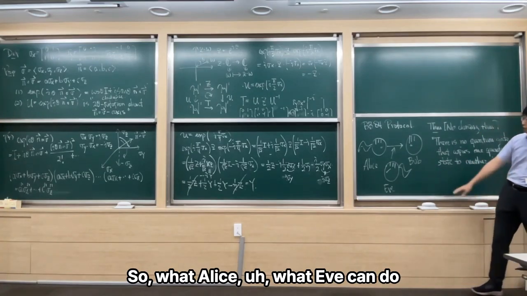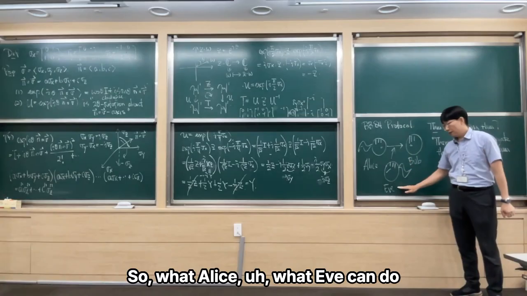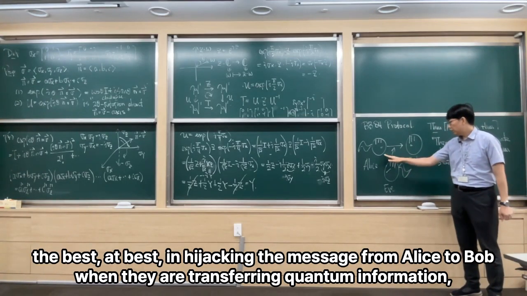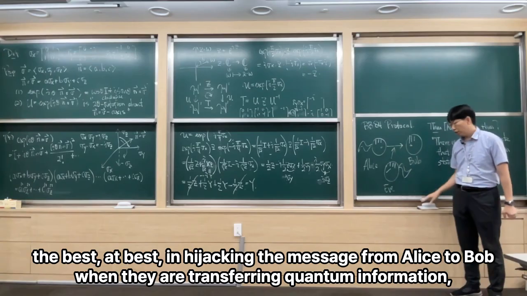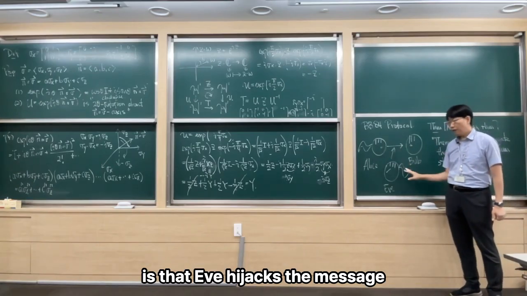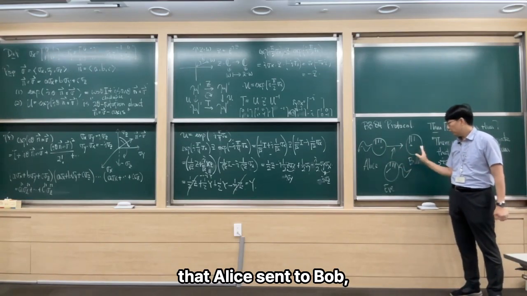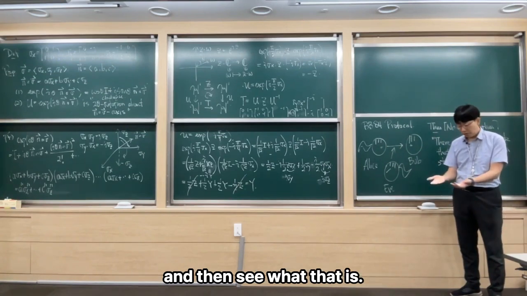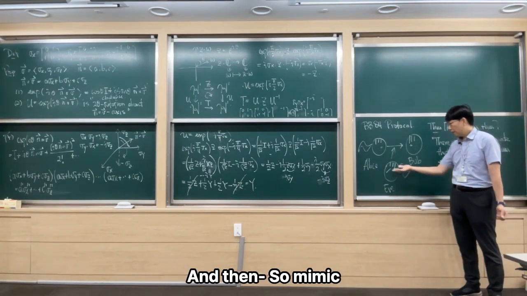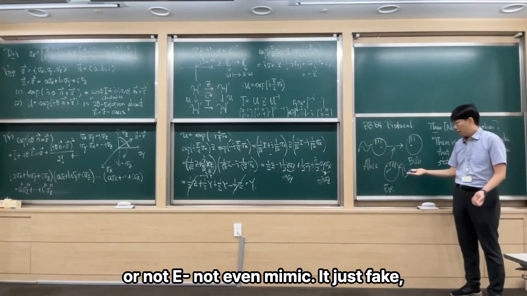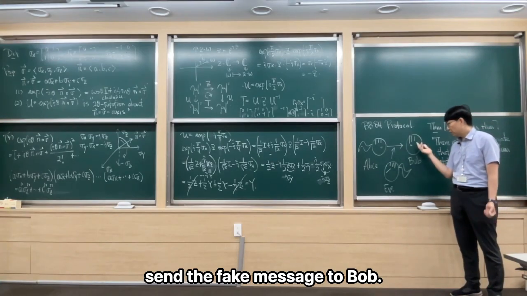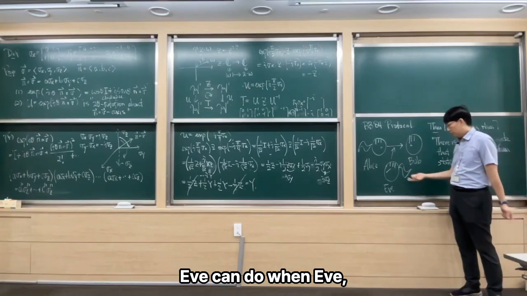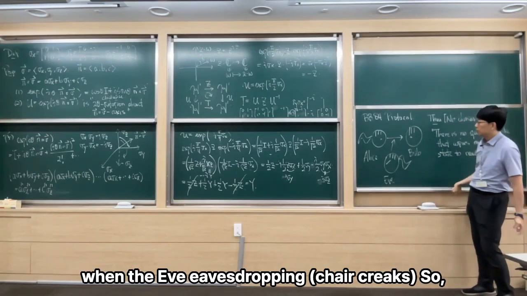So what Eve can do at best, in hijacking the message from Alice to Bob when they are transferring quantum information, is that Eve hijacks the message that Alice sent to Bob, and then Eve takes a measurement and sees what that is, and then mimics, or not even mimics, just sends a fake message to Bob. So that's the only way Eve can eavesdrop.